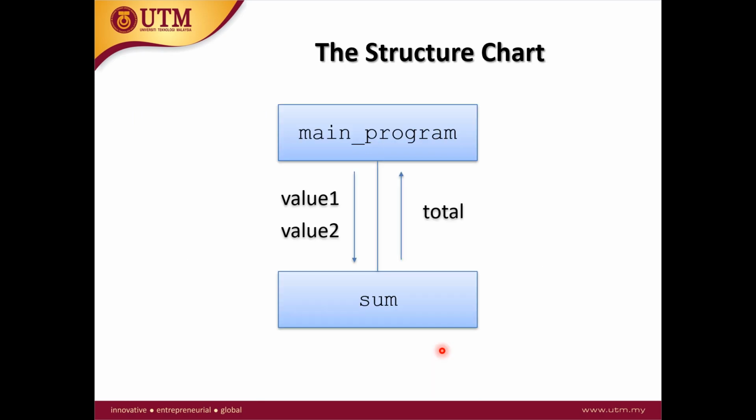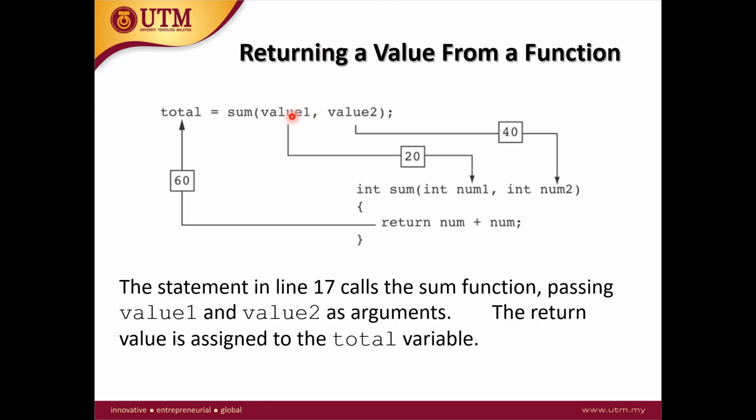So this is the structure chart. Through the main program, the value 1 and the value 2 are going to be passed to the sum function, and then the result or the total is going to be brought back to the main function. Here we can say the value 1 in the main program is going to be replaced with num1 and the value 2 with num2, which are the parameters or the arguments of the function, and it returns the summation of those two parameters to the total.